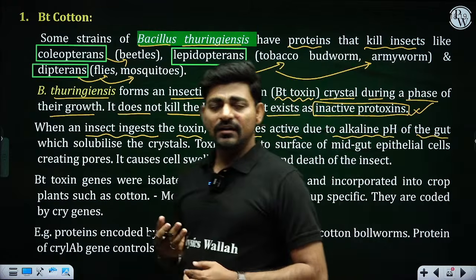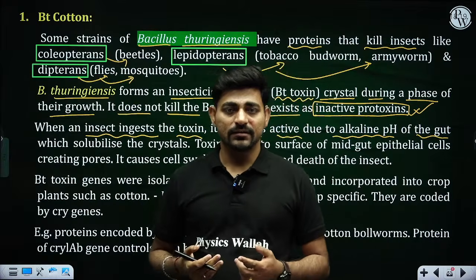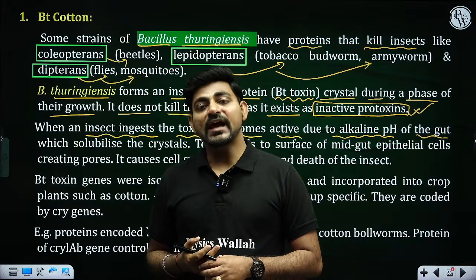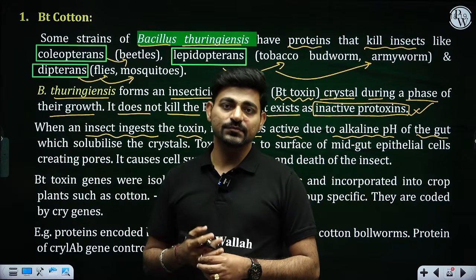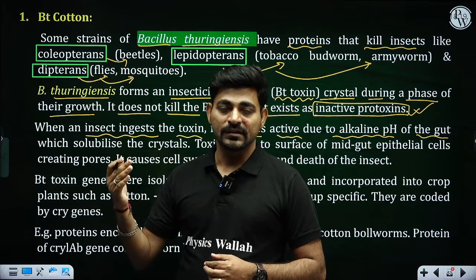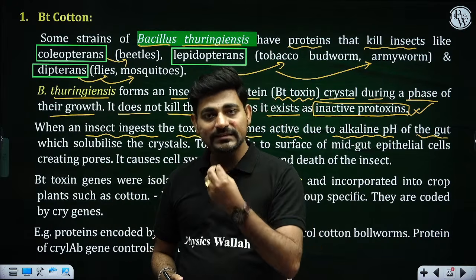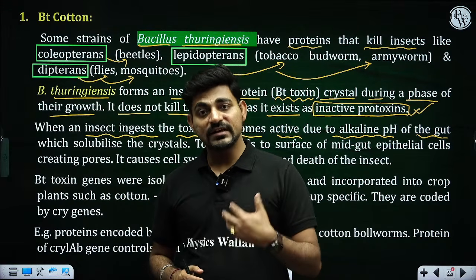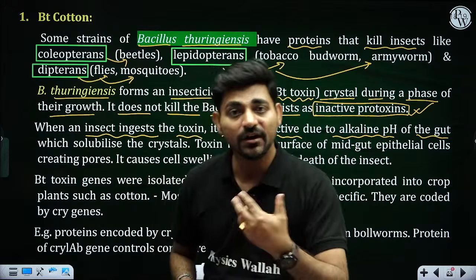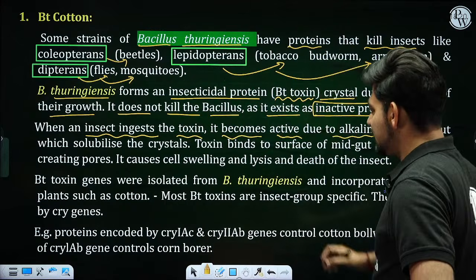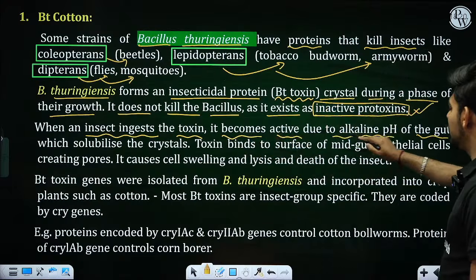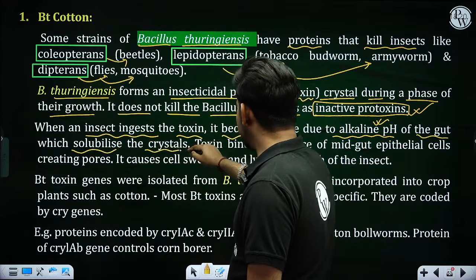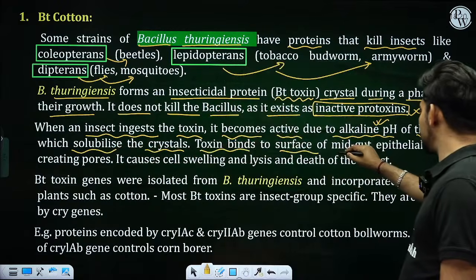Like, what is the alkalinity of our gut? 7.8, maximum 8.2 or 8.5, but the alkalinity of the gut of insects is obviously more than 9. So if you are ingesting this BT toxin, you will not be dying. That's not harmful for us, but that's harmful for the larvae of those insects. So when the insect ingests, the toxin becomes active due to the alkaline pH of their gut, which solubilizes the crystal, and the toxin binds to the surface of their midgut.